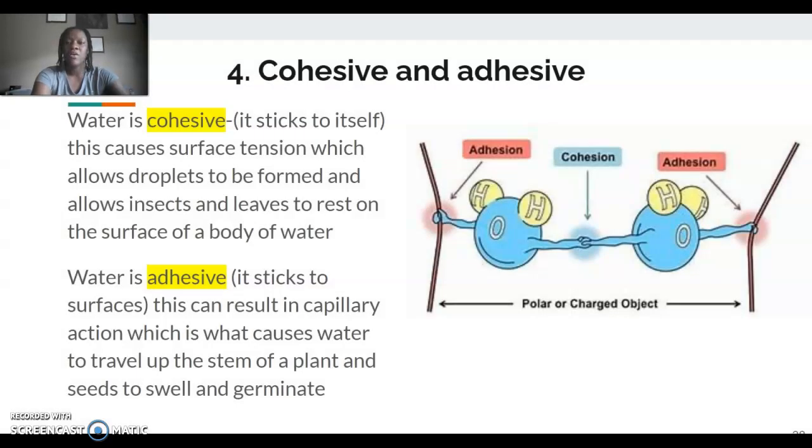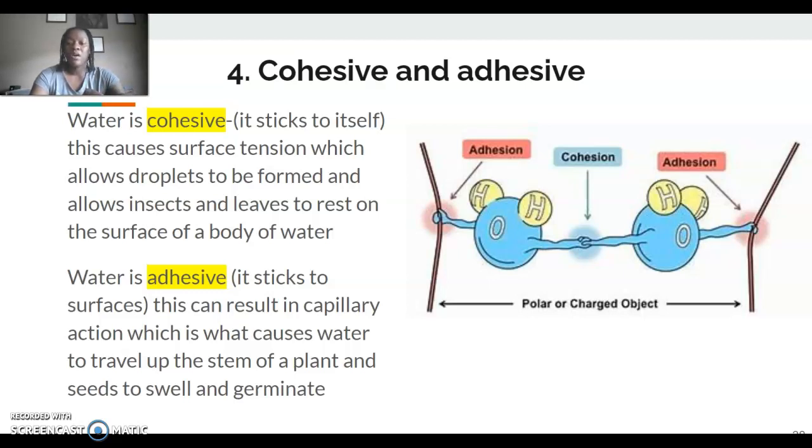Next, we're going to talk about the cohesive and adhesive properties of water. Water sticks to itself. This causes surface tension, which allows droplets to be formed and allows insects and leaves to rest on the surface of water. Like the Jesus lizard, if you've heard of it, Google it. It's a lizard that can walk on water. And I'm sure you've all seen a lily pad on water, or bugs that are able to walk on water.